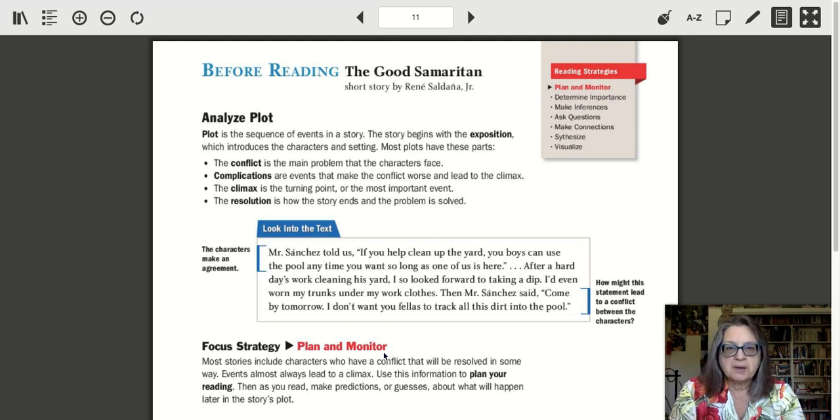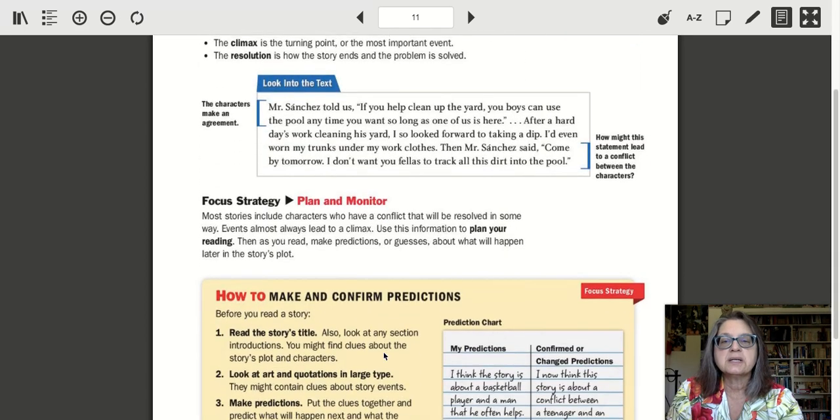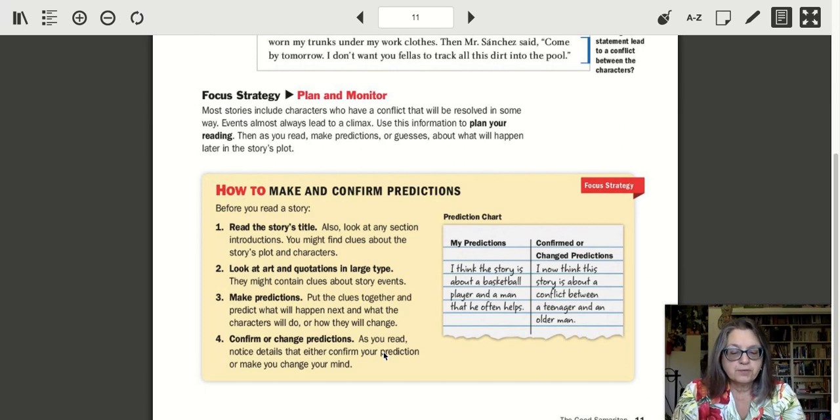I'm sure all of us, we've done something where we've done some hard work and then we're looking forward to something that was promised to us after the hard work. How would you feel if that promise was broken? So as you read, make predictions or guesses about what will happen later in the story's plot. So let's take a look at the bottom. One way for you to make predictions, the story's title, The Good Samaritan. Well, we know what good is, but what's a Samaritan?